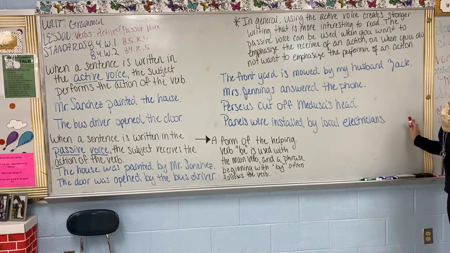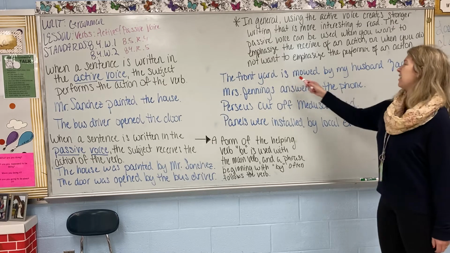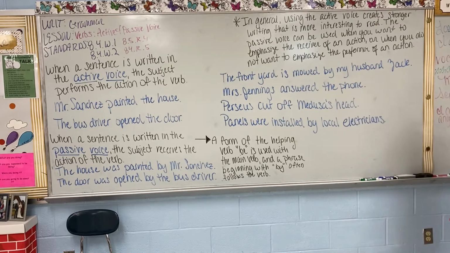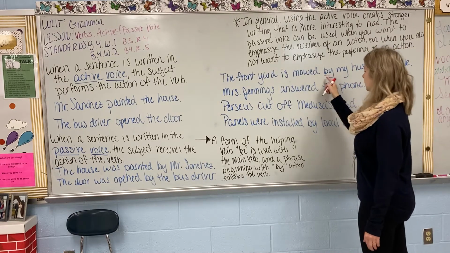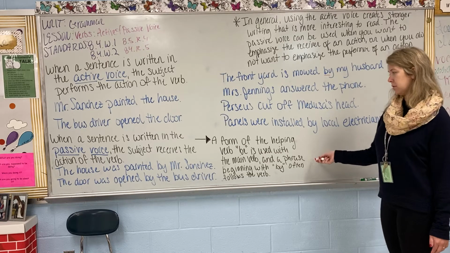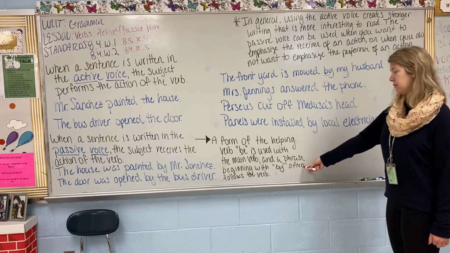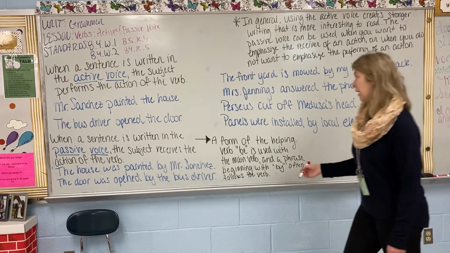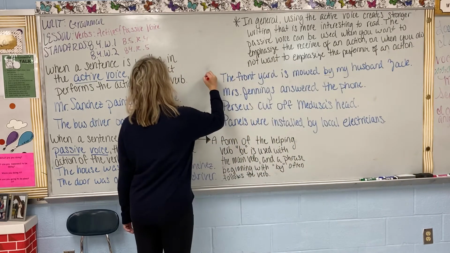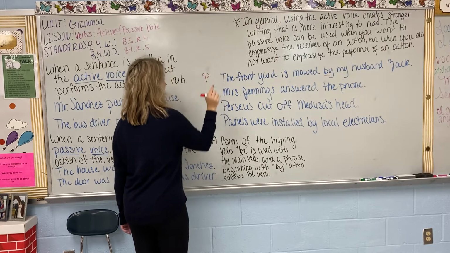And then we've got 4 examples here. There's the bell. All right. The front yard is mowed by my husband, Zach. So the first thing I notice whenever I'm looking to decide whether or not something is active or passive is this little word here, by. And then I can look back down at my rule. A phrase beginning with by often follows the verb. That's the verb. So now I know that's written in the passive voice. So I'm going to write a P over here for passive.